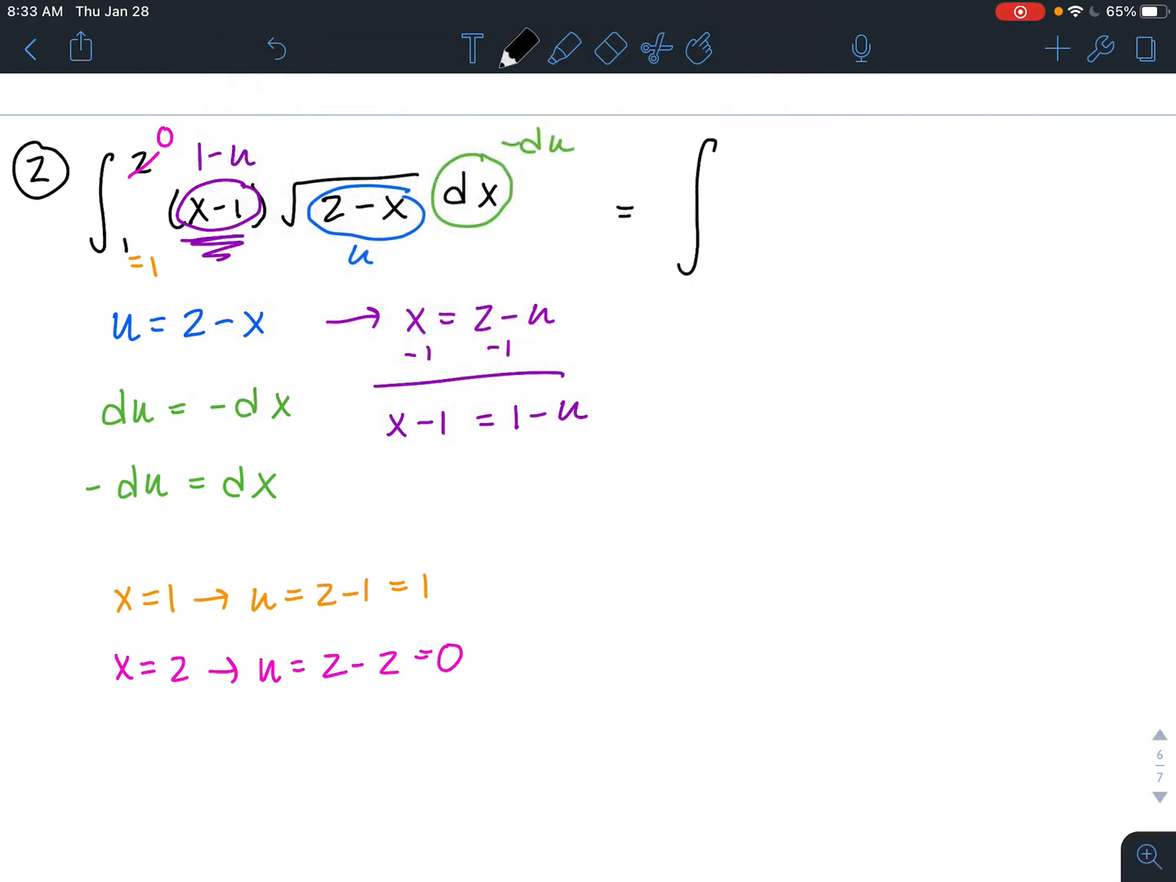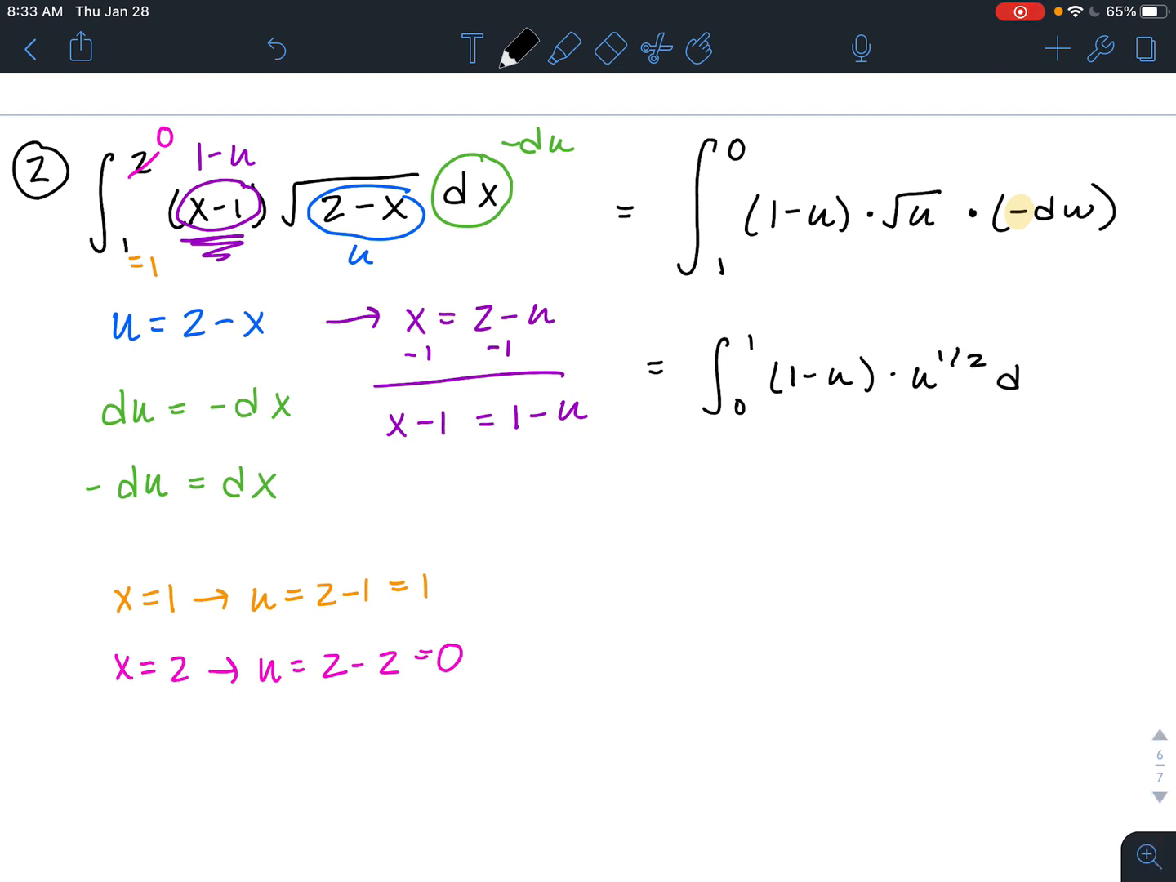Right, so if we take this mess and consolidate it, we're going to take the integral from 1 to 0 of 1 minus u times the square root of u times negative du. So I want to switch the limits of integration, which I can easily do here because this is negative. So remember, when you have a negative of an integral, you can just flip the limits of integration. So that's going to be from 0 to 1 of 1 minus u times u to the 1/2 du. Ooh, that looks like a W up there. Let's fix that.